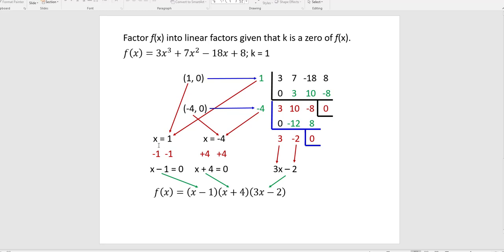Convert the x-intercepts of 1 and -4 into the factors of x minus 1 and x plus 4. Note the sign change in the signs of 1 and -4 to -1 and plus 4 in the factors. The third factor comes from the result of both synthetic divisions. We're done.